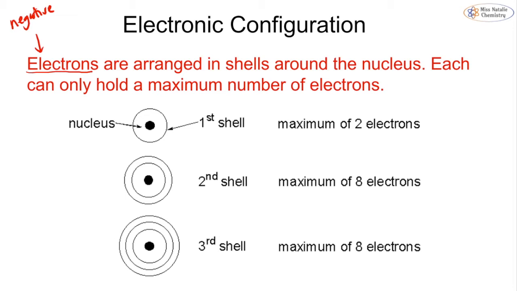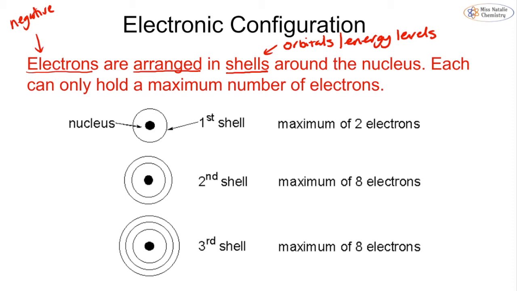Now, what's important to note is that they are not just randomly orbiting the nucleus, going in whatever direction and any position that they want. They are actually arranged in something known as shells around the nucleus. Sometimes you may see this as orbitals, or you may see energy levels. For now, these three words are going to mean the same thing. Once you get to A level, you may find that there are some slight differences, but we're going to use either shells or energy levels. They'll be our two most common words, and they're all arranged around the nucleus.